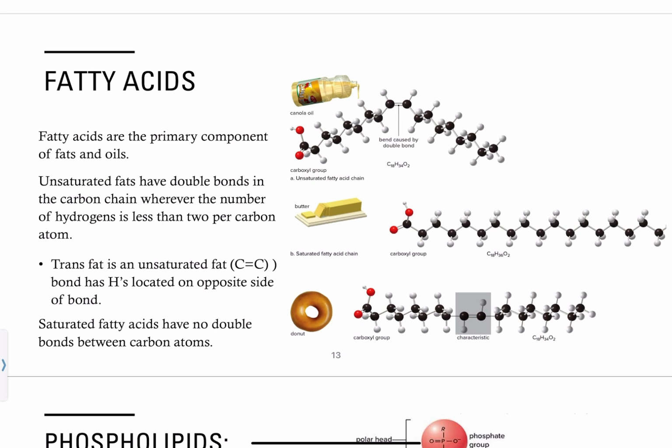We also have a special type of unsaturated fat, and that's going to be a trans fat, where the hydrogen atoms around the double bond are actually on opposite sides, and this is going to make the molecule more linear. So trans fats are actually artificially produced, and they are the ones that are linked and associated with health issues.